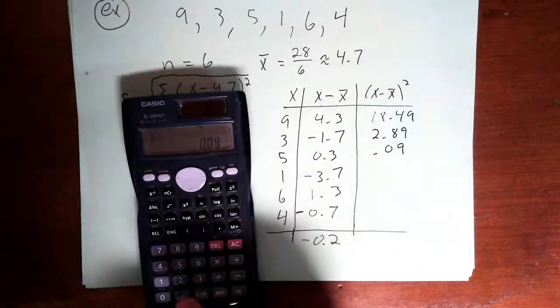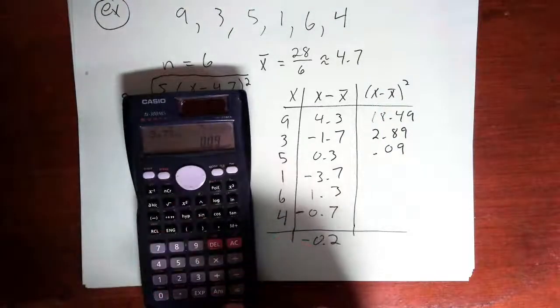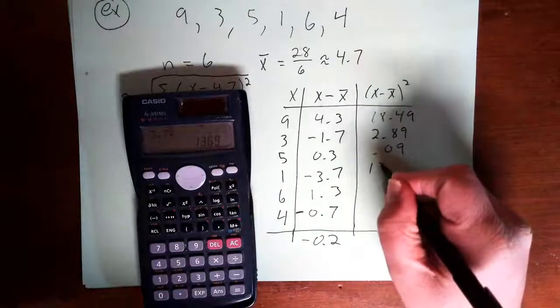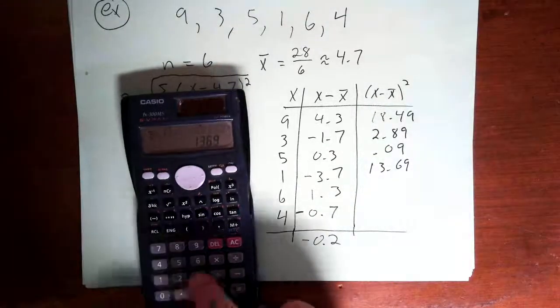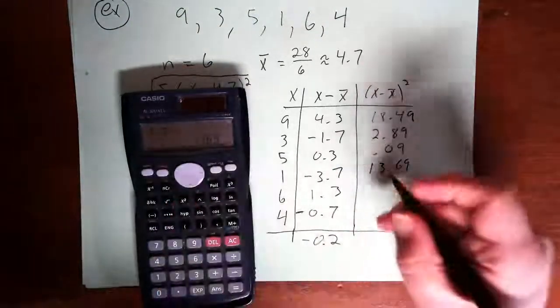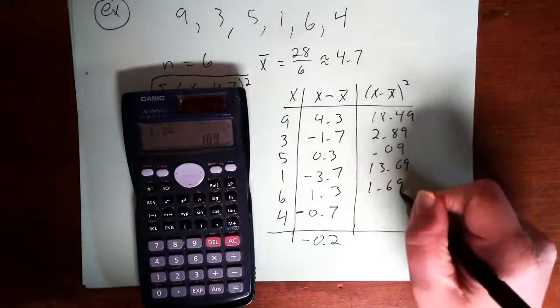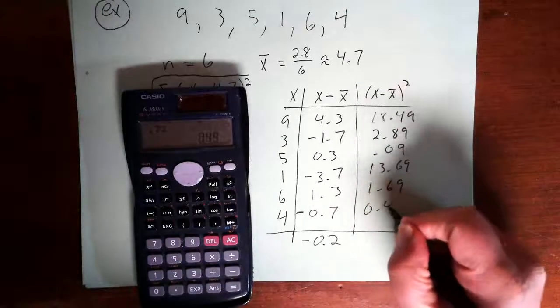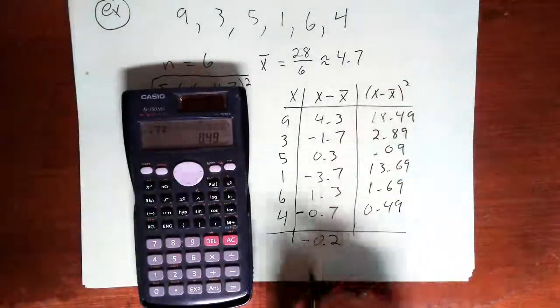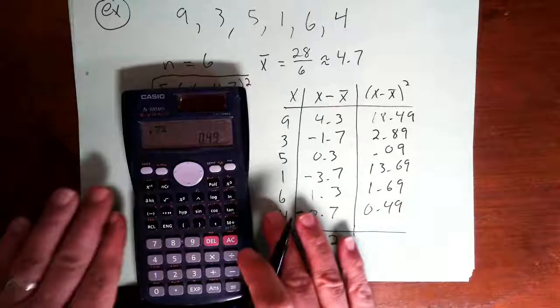So like negative 3.7, I'm just going to say 3.7 squared, and I'm getting the right number, 13.69. 1.3 squared is 1.69. 0.7 squared is 0.49. So you can see there's just a lot more work involved in doing the math here.